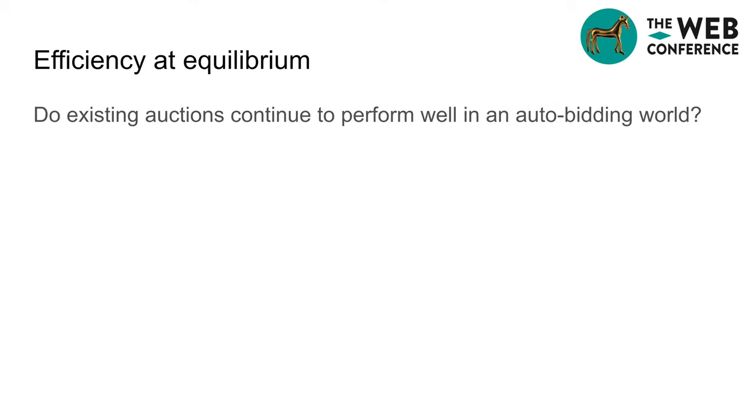When everyone is using auto bidding strategies, the agent is actually following a very different utility model from the classic assumptions in auction theory. Then the question is, do the existing auctions continue to perform well in an auto bidding world? Here, we measure performance by the efficiency at equilibrium.